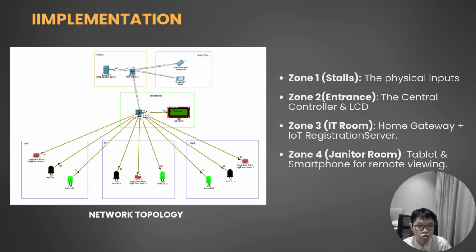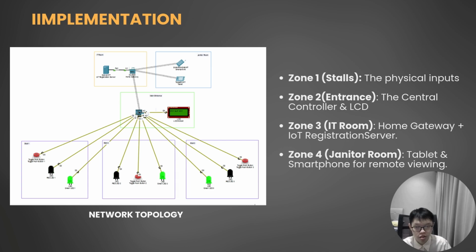First, we come to the implementation part. So let's start with the network topology in the figure given. When designing this in Cisco Packet Tracer, we don't just want to connect random wires. We want to simulate a real-world building environment. So we organize the network into four logical zones: store zone, main entrance zone, IT room zone, and janitor room zone. So first, at the bottom, we have the store zone.